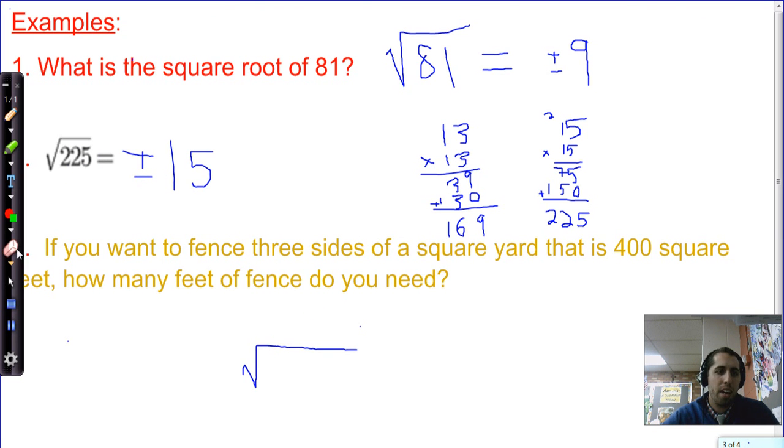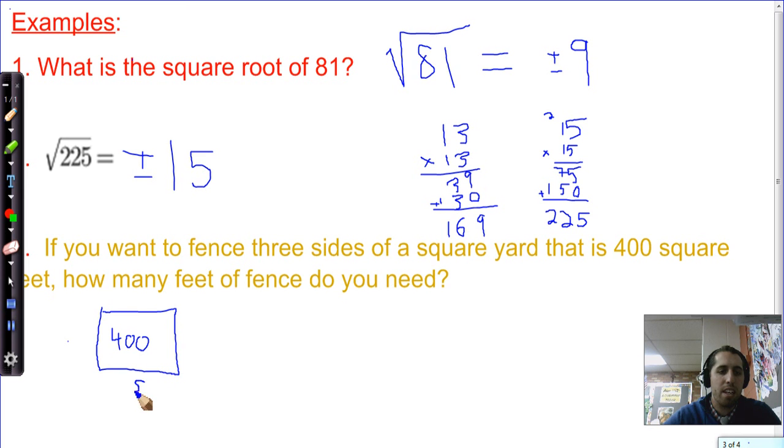Great. Finally, let's look at this last one. If you want to fence 3 sides of a square yard that is 400 square feet, how many feet of fence do you need? Okay, so this is a word problem. They're actually making us think about a big yard that's a square, and it's 400 square feet. So I know that when I multiply a length and a width, if I multiply one side and another side, I'm going to get 400. So what are the lengths of the sides?